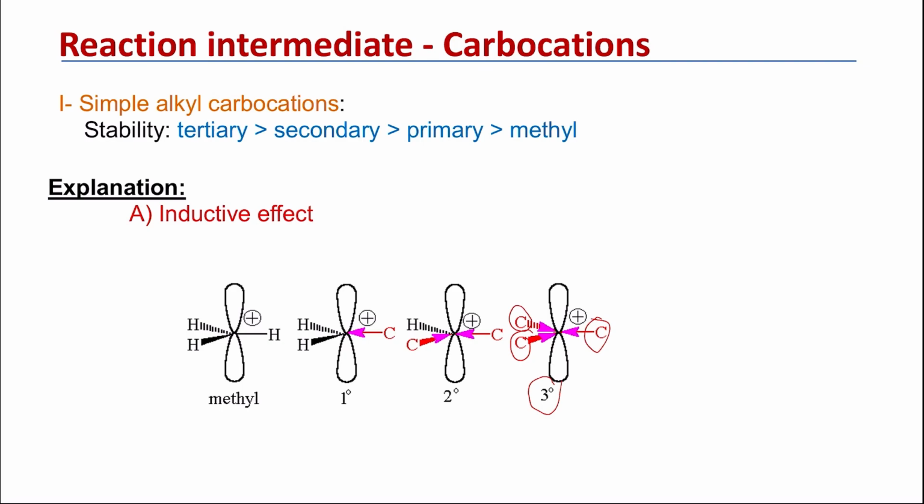For the secondary one, we only have two carbons showing this positive inductive effect. For the primary one, we only have one carbon. For the methyl, there are no carbons at all. We should remember that carbons have a much better electron releasing effect than hydrogen. This is why tertiary is more stable than secondary, which is more stable than primary, and the methyl is completely unstable.